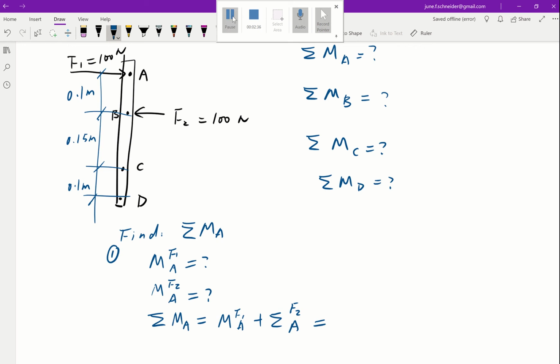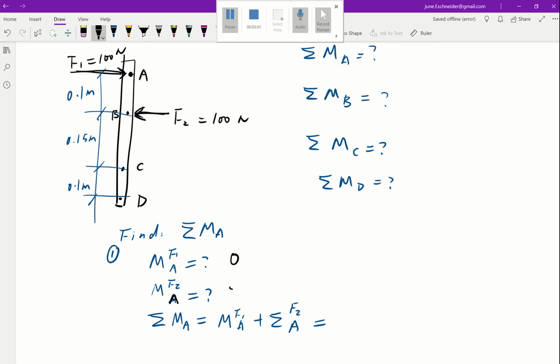Let's look at the first one, F1 rotating about A. You notice F1 is going through point A. We've seen that before. If the force goes through point A, the moment arm is 0, because the force goes through the point, so the moment is 0. Now let's look at F2. It's rotating about where? A.